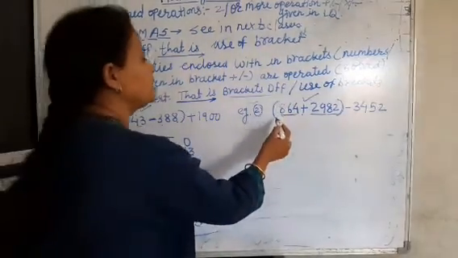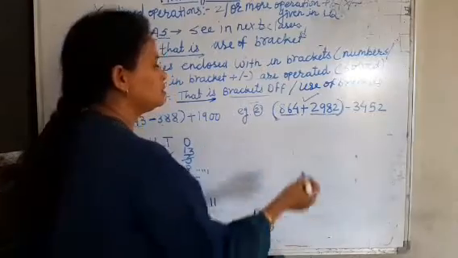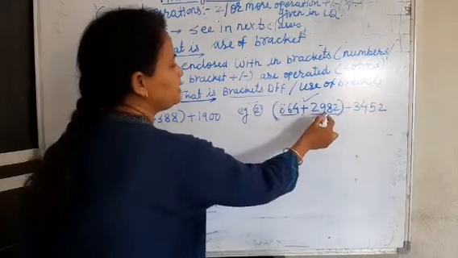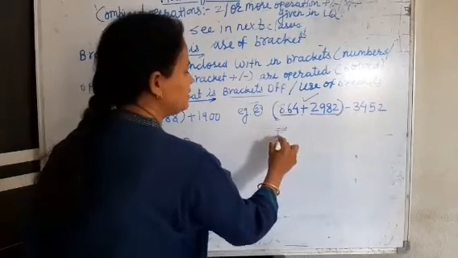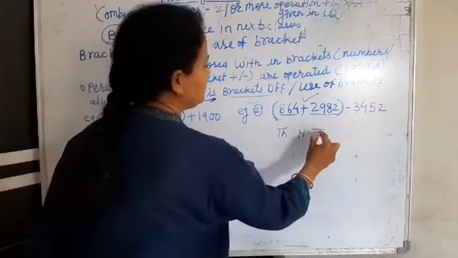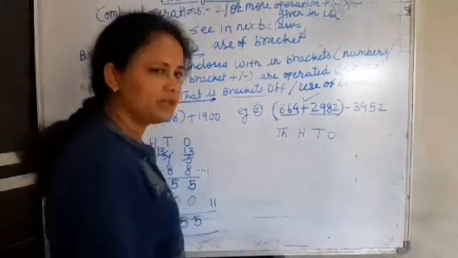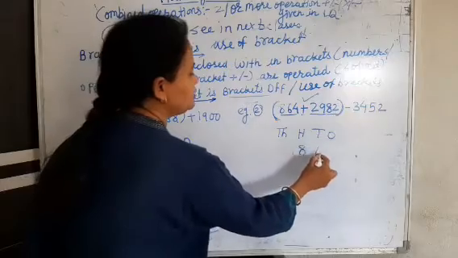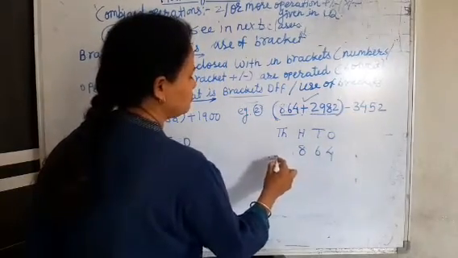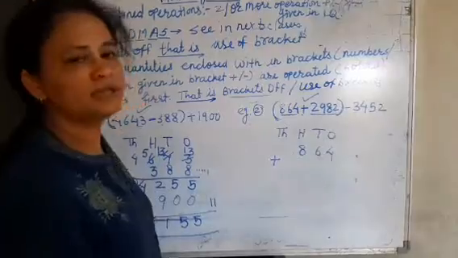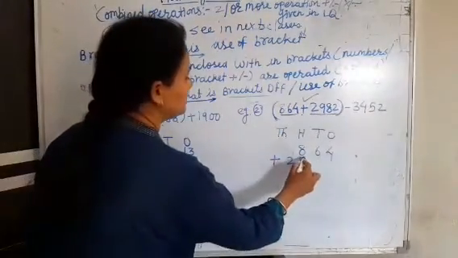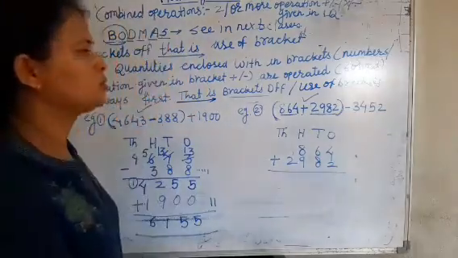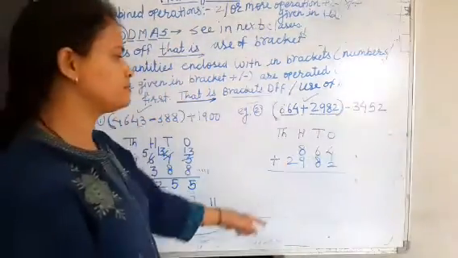In the next example also they have given us a bracket, that is 864 plus 2982. Once again we will write the place values first so that there is no mistake. The first number is of 3 digits, 864, we arrange it, plus the next number 2982. We arrange this number also as per its proper place values.